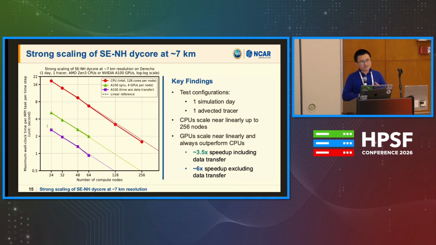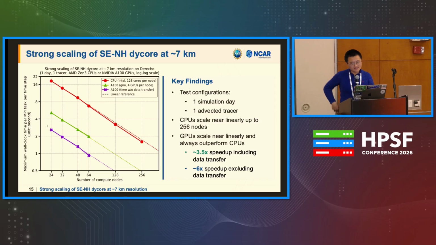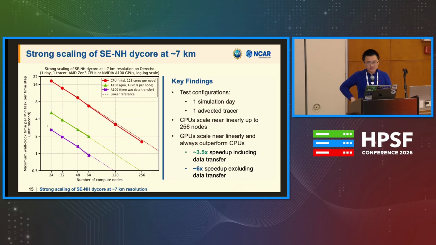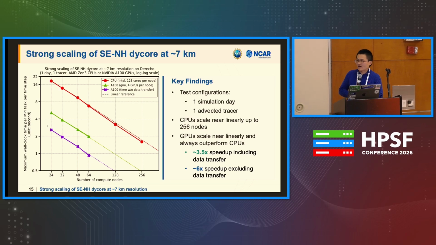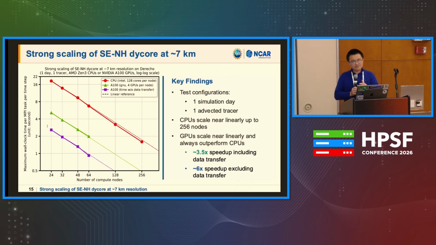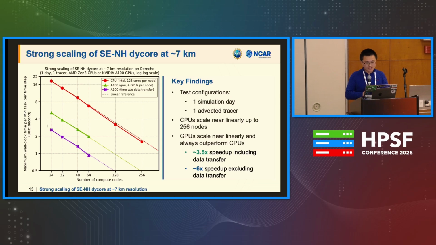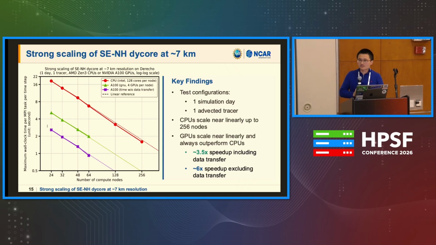So in this case, it's the red line, the CPU result. It also scales almost linearly up to 256 nodes. And for the GPU nodes, because right now we are running a lot of things on the GPU, we can saturate each GPU quite well. So the GPU scaling also looks linear in this case. You can see the green line here.